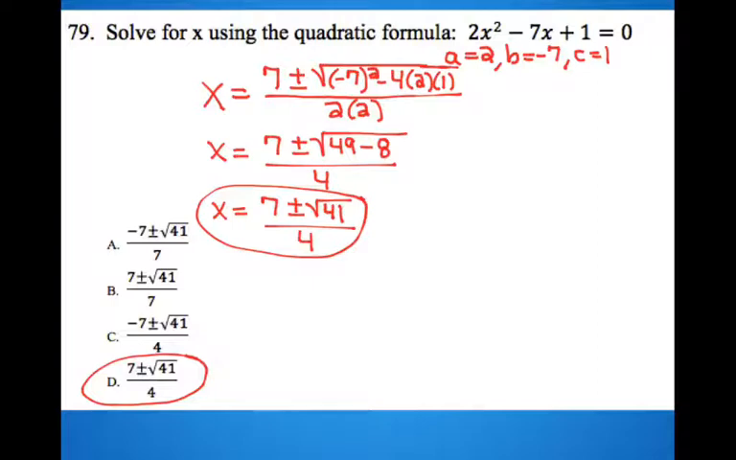This is the quadratic formula, so make sure you identify what your A, B, and your C are before you start, and then just plug it into the quadratic formula. So you can see all the work there.